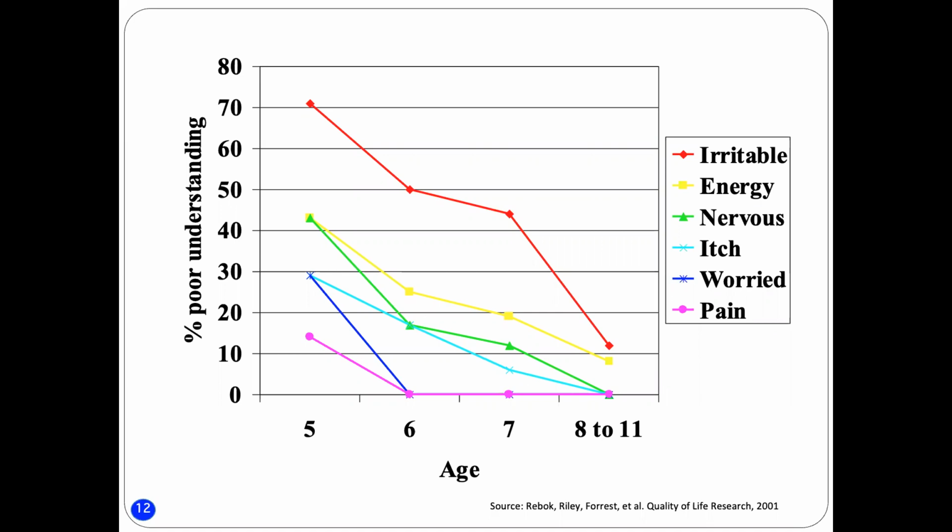So by age 6, the line drops to 0. That means that no kids didn't understand pain. So it's kind of an opposite way of thinking about it. The y-axis is the percent of kids with poor understanding. You do see that the word irritable is not well understood. So asking a question, for example, in the last 7 days, how often did you feel irritable, would not be well understood. Another item that would not be well understood is the word energy. But words like itch, feeling worried, pain, those concepts are actually understood even by very young kids.